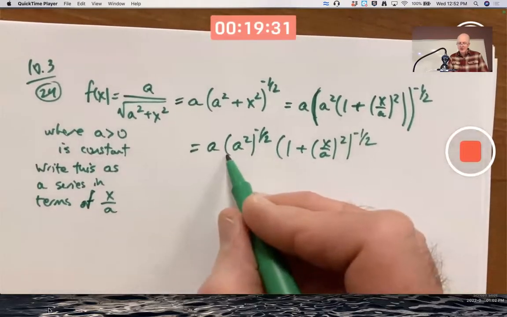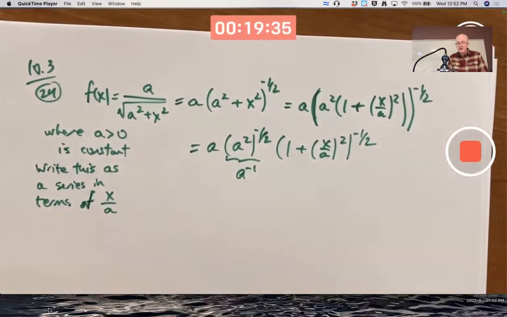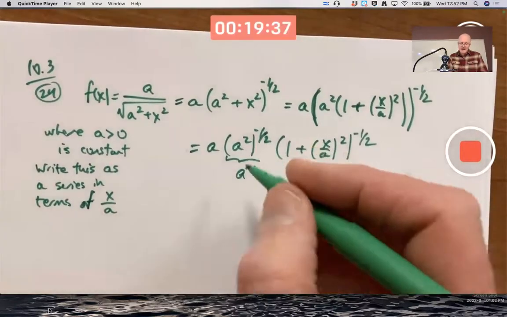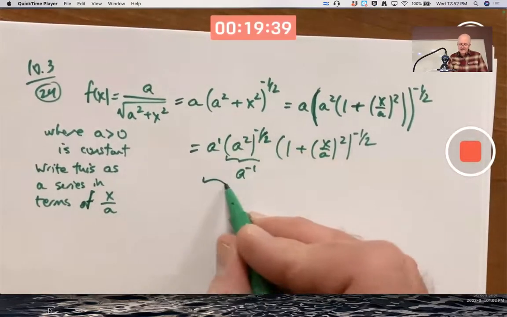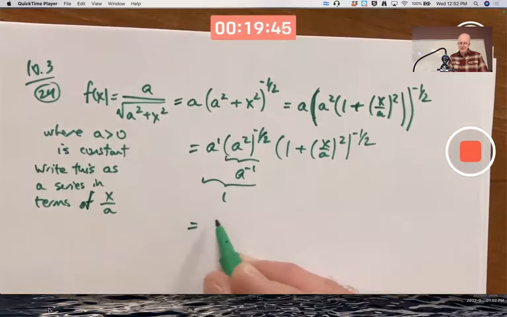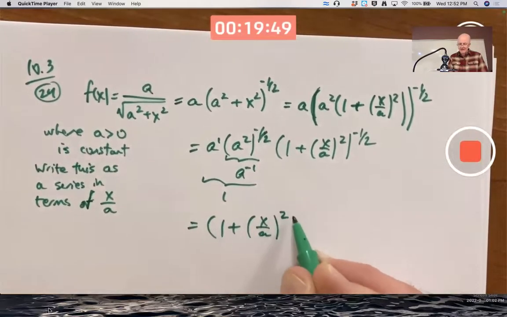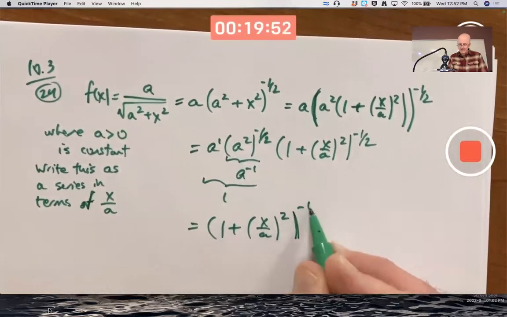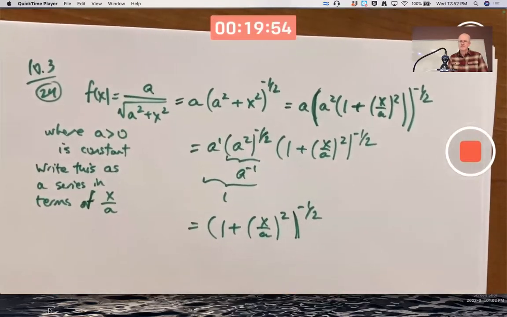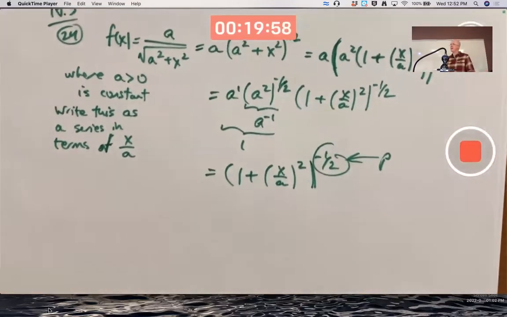This simplifies. You can multiply those exponents. 2 times negative 1/2 is negative 1. And then a times a to the negative 1 is a to the 0. This is a 1. It's simplified pretty nicely. It's not a guarantee that that will always happen. Again, here's the p. Use the binomial series formula now.